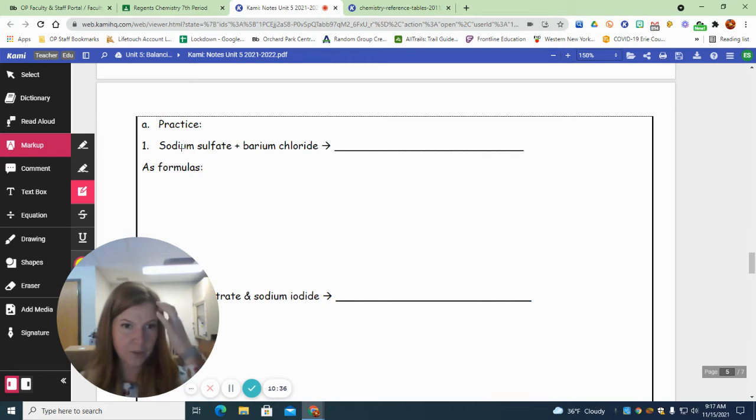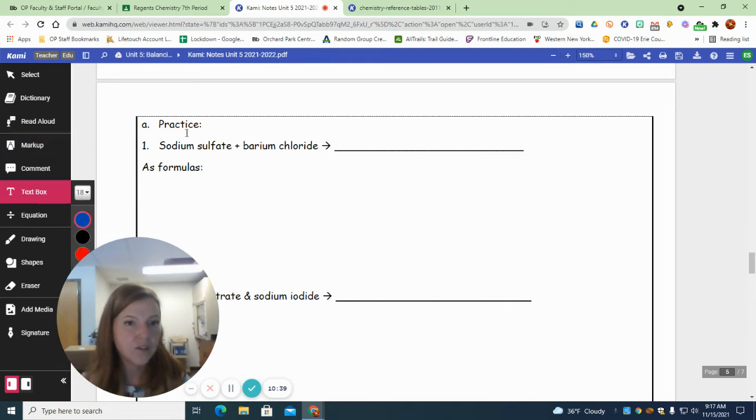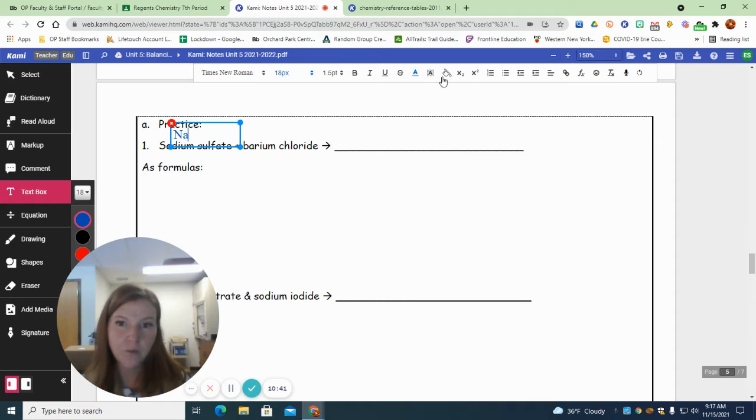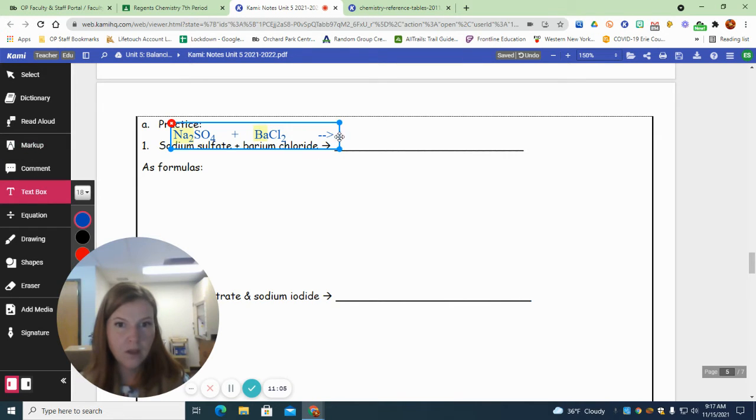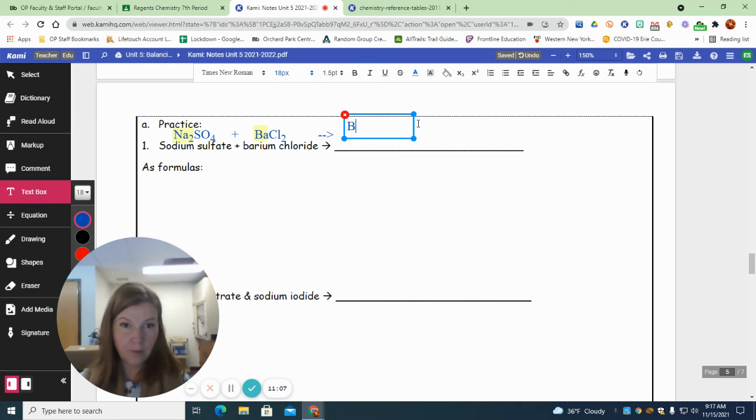All right, so let's take a look at this one. We have sodium sulfate and barium chloride. So to speed this up, I'm going to tell you sodium sulfate would be Na2SO4, okay? And we're combining that with barium chloride, which is BaCl2, right? So think about what is going to happen here. We are going to swap the sodium and the barium, okay? So when I do this, I would have Ba, which when I look up its charge, it's a +2, and SO4.